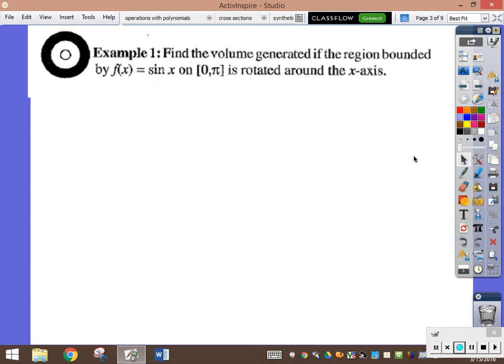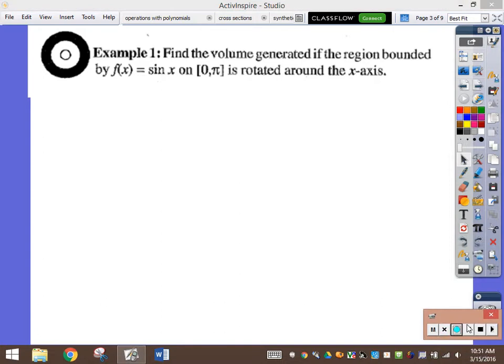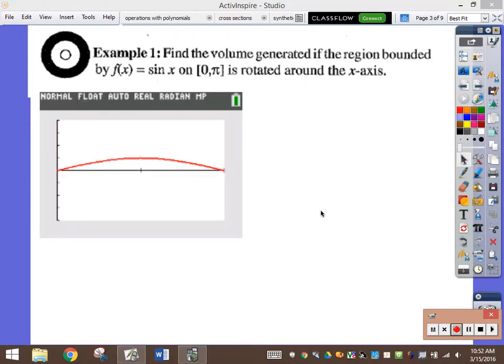So it says find the volume generated if the region bounded by f of x equals sine of x on 0 to pi is rotated around the x-axis. So it's always good to sketch the graph to get a feel for what your solid might look like. Because I'm using the mouse to draw, I'll save you the artwork and I'll just graph it on the calculator. I've changed the window from 0 to pi, so I'm just looking at the section of sine of x that they specified.